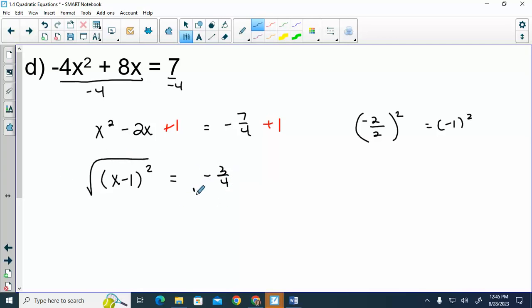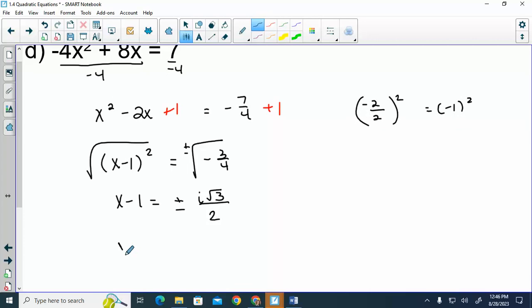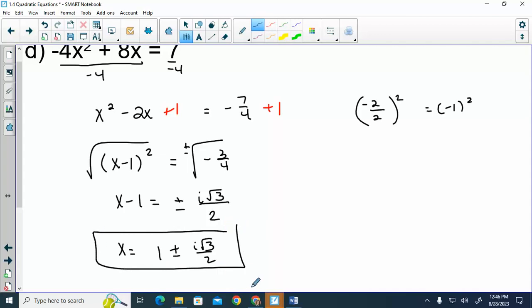Now square root, plus or minus, so x minus 1 equals plus or minus. Square root of -3 would be i radical 3. Square root of 4 is 2. So our final answer is 1 plus or minus i radical 3 over 2. Alright. Is that okay?